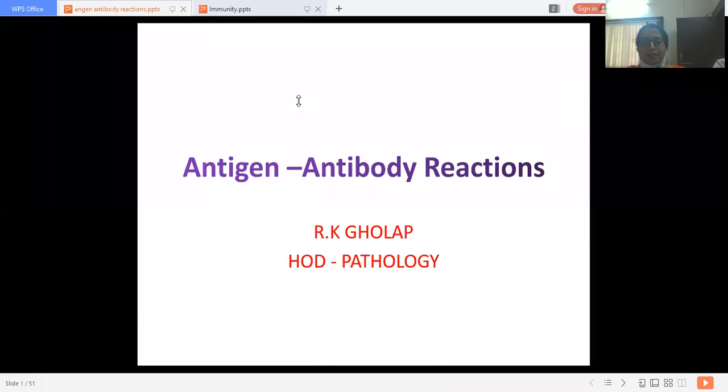Okay, so antigen antibody reactions. Now there are 10 types of antigen antibody reactions.